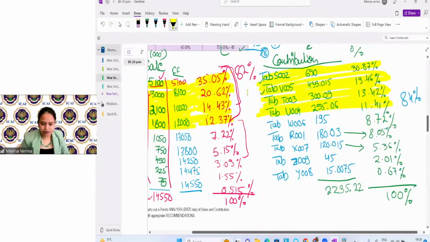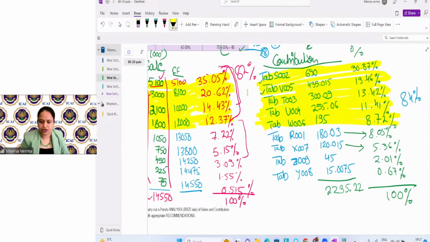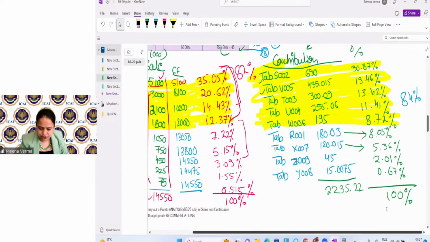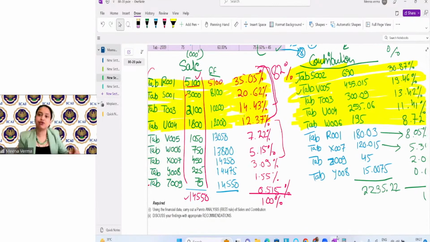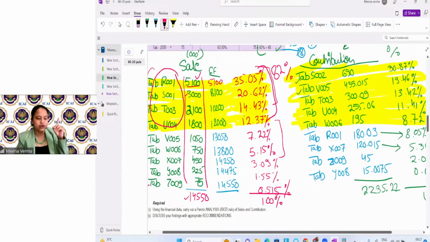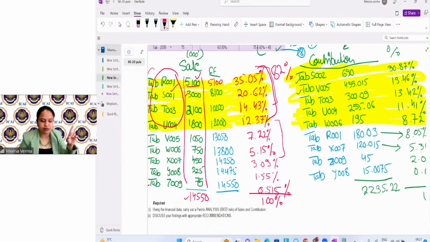So you will see 84% contribution is derived from these products. These products mean these tablets. And you can see actually these tablets are different from the tablets which are deriving the revenue. Means if you see as per revenue, it is good to sell these products. These 4 products will give the highest revenue to the company: R01 tablet, S001 tablet, T003 tablet, and U004. These tablets will give the highest sale to the company.